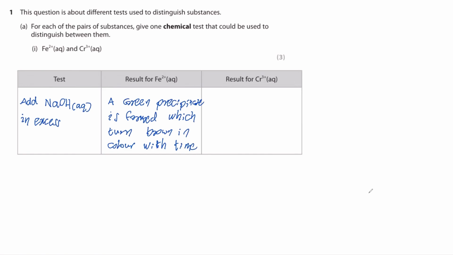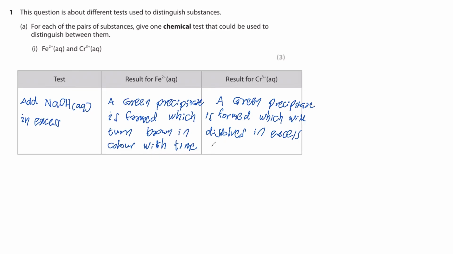For chromium 3 plus ion, that's also a green precipitate is formed, which will dissolve in excess sodium hydroxide. So if you keep on adding sodium hydroxide, it will dissolve there. So that's what I'm going to write for this question as the answer.